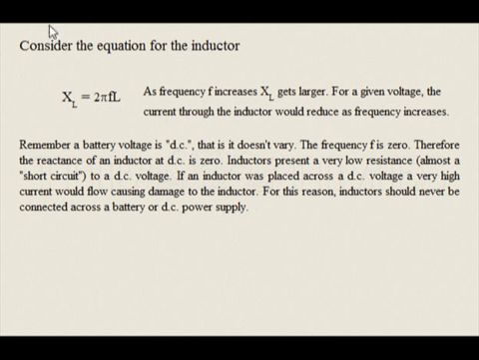Consider the equation for the inductor. As frequency F increases, XL gets larger. For a given voltage, the current through the inductor would reduce as frequency increases. Remember, a battery voltage is DC, that is, it doesn't vary. The frequency F is zero, therefore the reactance of an inductor at DC is zero. Inductors present a very low resistance, almost a short circuit, to a DC voltage.